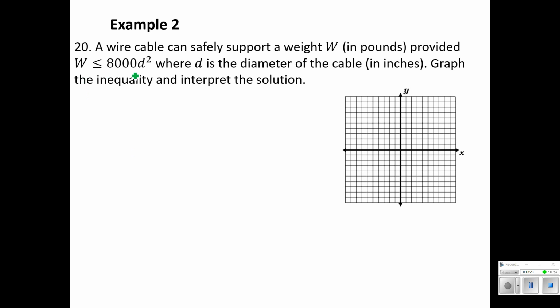All right, so if we graph this out, we could make an input-output table of values. It's just d's and w's instead of x's and y's. 0, 0. And I'm only going to go positive because we can't have a negative weight. Anti-gravity has not been developed just yet. We get 1, 8,000. If we have 2, we get 8,000 times 2 squared. And if we have 3, we get 8,000 times 3 squared.